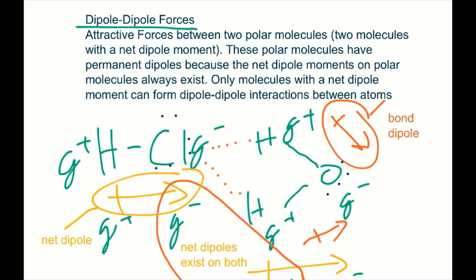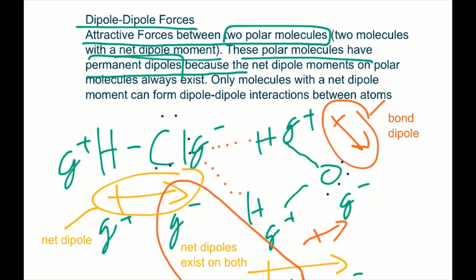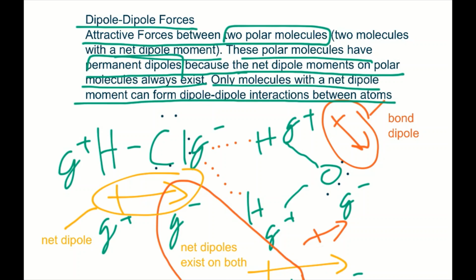Now, these are attractive forces between two polar molecules, and remember, polar molecules are molecules with a net dipole moment. These polar molecules have permanent dipoles, so not temporary, but permanent, because the net dipole moments on polar molecules always exist. Only molecules with a net dipole moment can form dipole-dipole interactions between atoms.